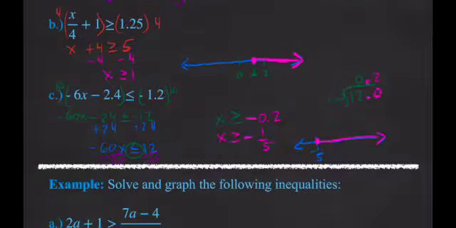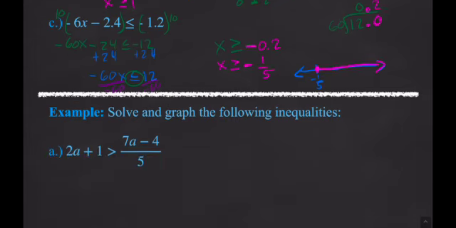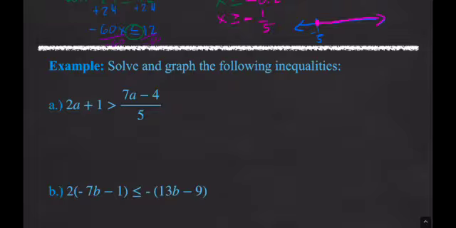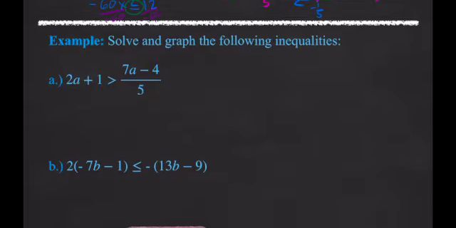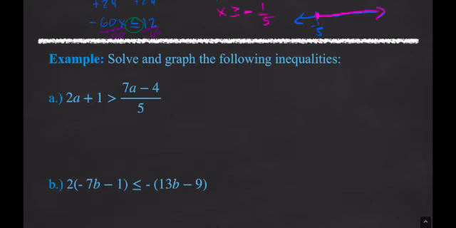We are going to have a few more tougher situations, a few more tougher problems. So let's go through a few of those right now as well. So what we have is we are going to be having 2a plus 1 is bigger than 7a minus by 4 divided by 5. This is our next one we're going to solve.